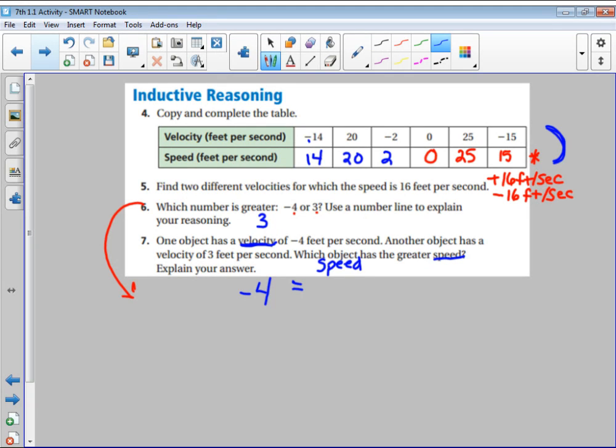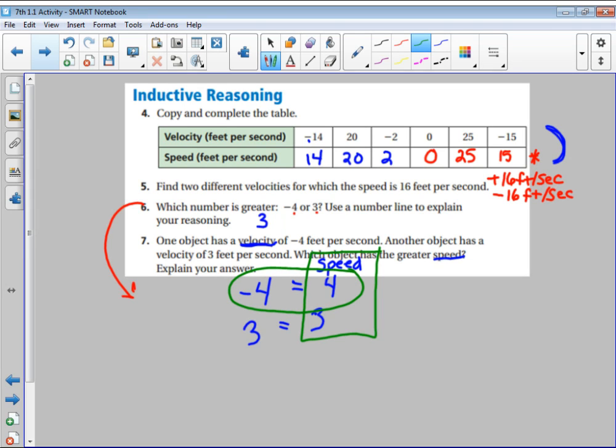So -4 really has a speed of 4 feet per second. We just aren't identifying that it was down 4 feet or whatever. 3 feet per second, so +3 feet, is still going to have a speed of 3 feet per second. So now if we compare that, it says which object has a greater speed. So if we are now just comparing these two numbers, which are our speed numbers, we identify right now that really the answer would be the -4.